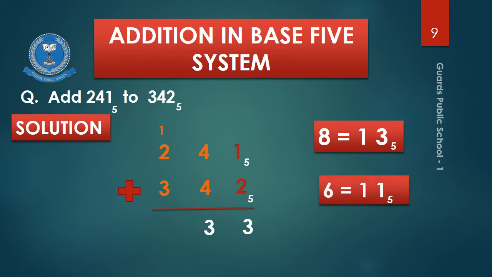Now 6 is equal to what? In base 5 it is equal to 1, 1 with base 5. Therefore, in place of writing 6, write down 1, 1. Finally, write down the base here, which is 5, and answer is 1, 1, 3, 3 with base 5.